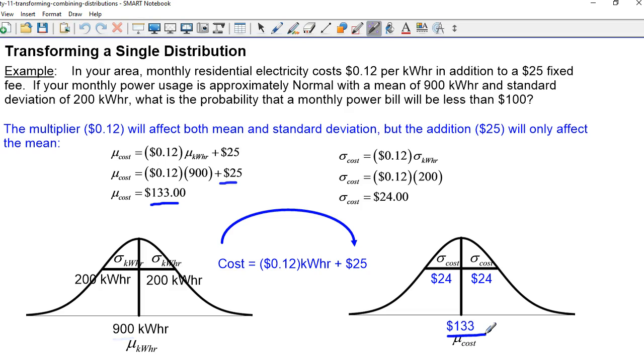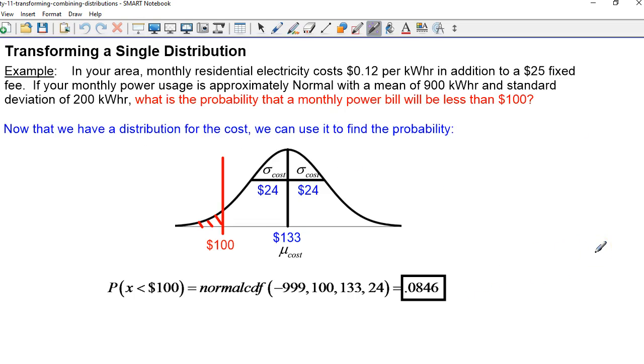So both the multiplier and the addition affect the mean. But the standard deviation of the cost will only be affected by the multiplier. It will not be affected by the $25 shift. So that means that the standard deviation of the cost will be the standard deviation of the power usage times the multiplier. So 200 times 0.12, or $24. That's the standard deviation of the cost curve.